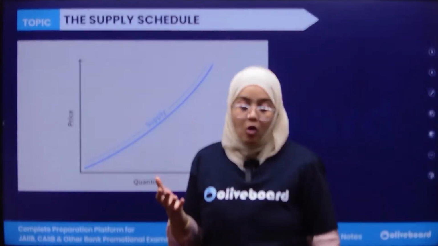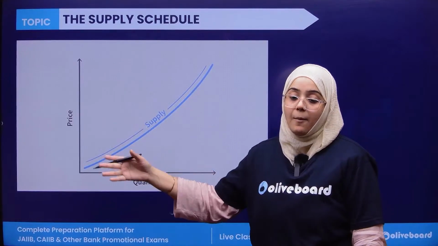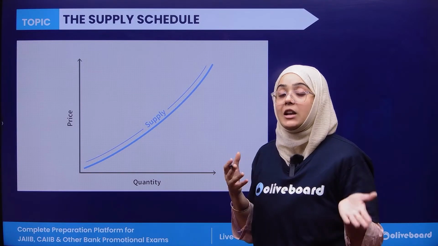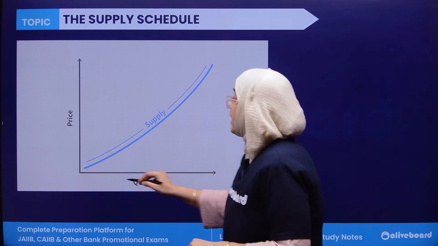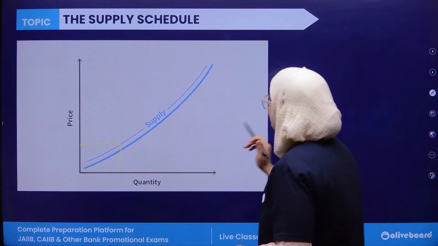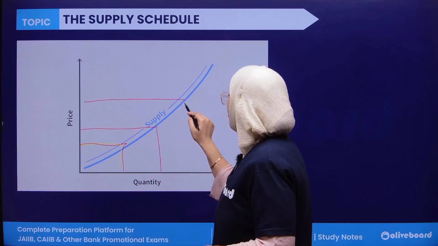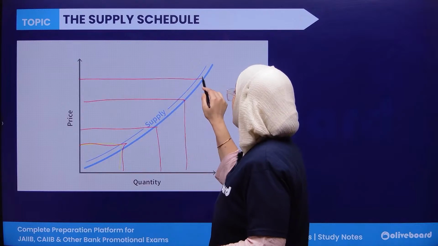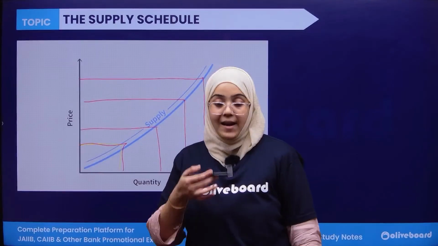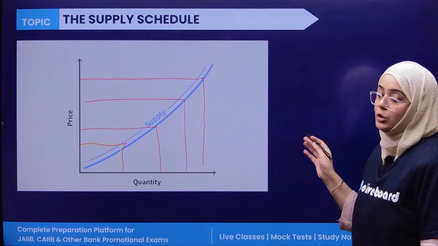When we are talking about the law of supply, the curve is always upward sloping, from left to right. When we are talking about the law of demand, the curve is always downward sloping. Why? Because at a lower price, there will be a lower quantity supplied by the supplier. At a higher price, there will be a higher quantity. At a still higher price, more quantity is supplied. So obviously, the supply curve will always move upward from left to right.